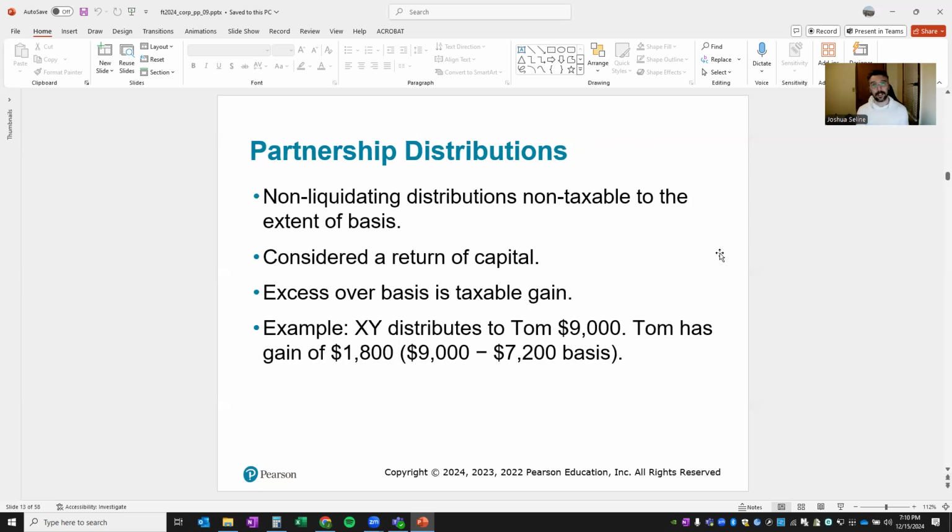And it's getting into these slides here, but I just kind of want to touch on it. Non-liquidating distributions, non-taxable to the extent of basis, right? That's the 5,000. It's considered a return of capital, right? It's a reduction of his basis. Excess over basis, taxable gain, that's distributions in excess of basis. Example, XY distributes to Tom 9,000. Tom has a gain of 1,800. It's fairly simple in theory.